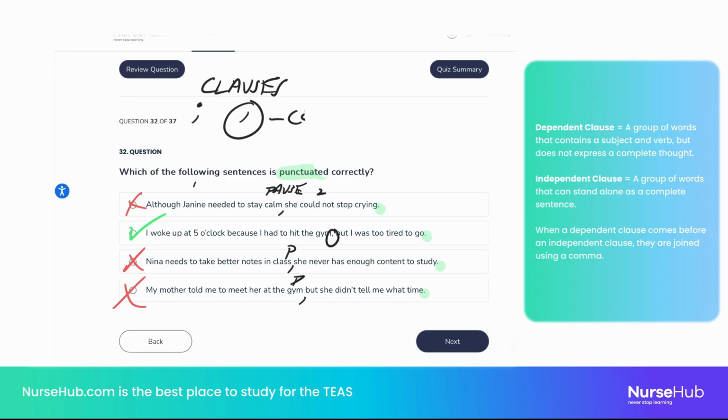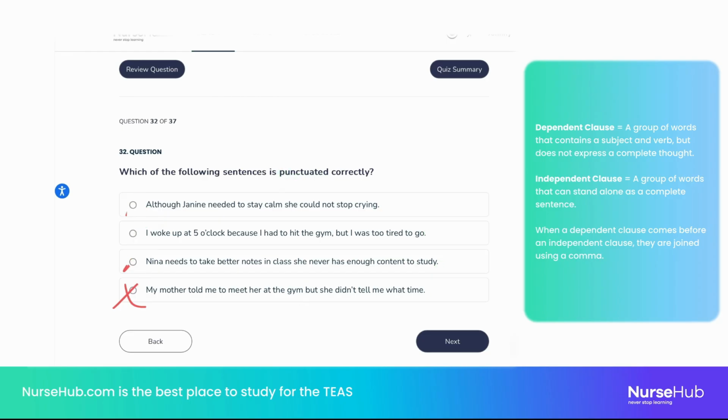All right. So again, looking at the pause between commas, and again, even if you didn't know what a clause was, simply reading these out loud to yourself is super, super helpful. And that was question number 32.